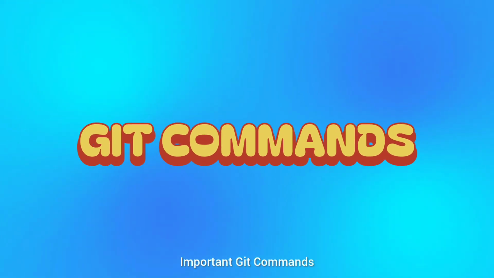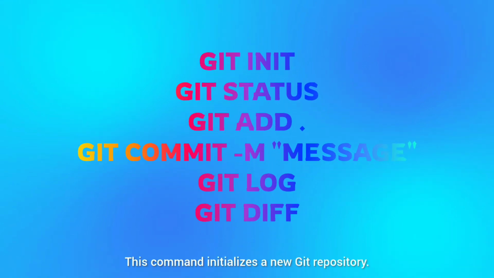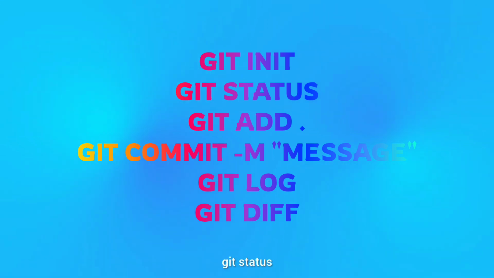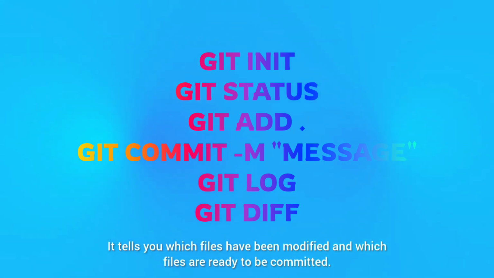Important Git commands. Now let's look at some important Git commands. git init. This command initializes a new Git repository. git status. This command shows the current status of your project. It tells you which files have been modified and which files are ready to be committed.